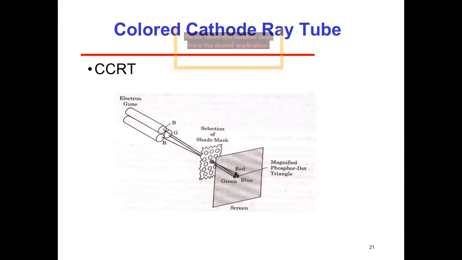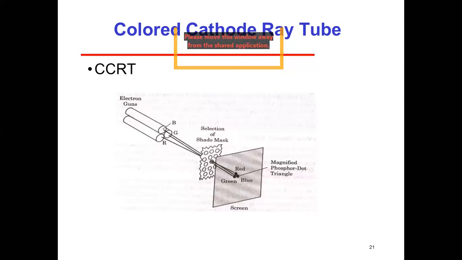You can see that three shadows are coming: red, green, blue. They are creating three colors, and then a magnified phosphor dot triangle. So here on the screen, these colors form the image.